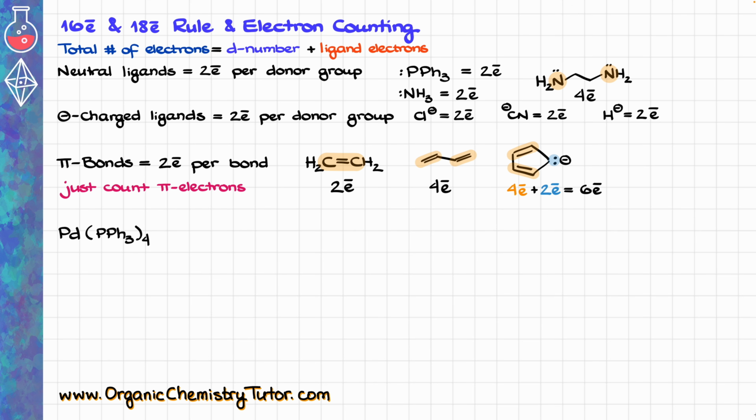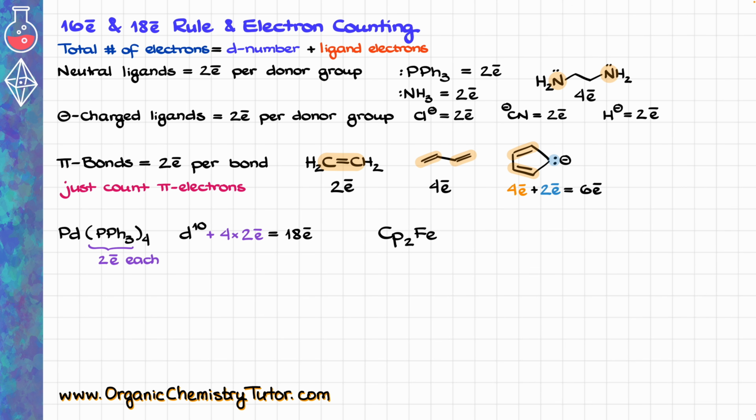For example, let's look back at this tetrakis triphenylphosphine palladium complex that we have seen before. Using the information from earlier in this video, you can calculate that this is a D10 complex. We have 4 triphenylphosphine ligands here, each providing us with 2 electrons, meaning that we have our D10 plus 4 multiplied by 2, giving us 18 electrons total. So this is an 18 electron complex.